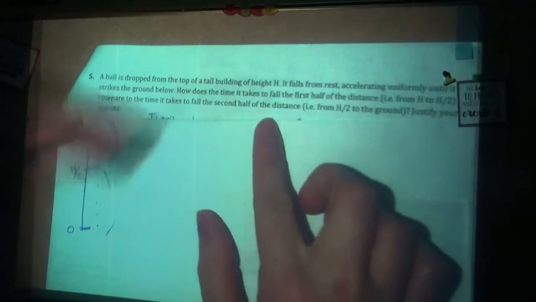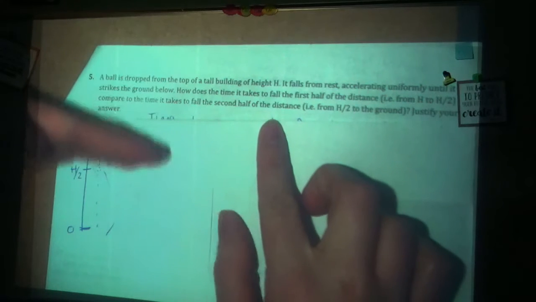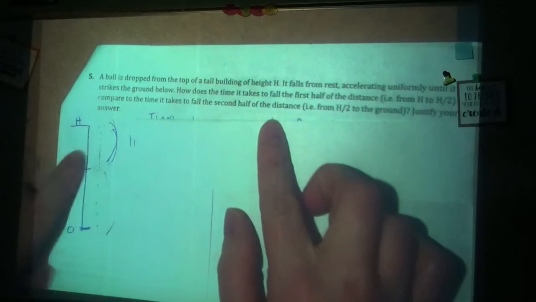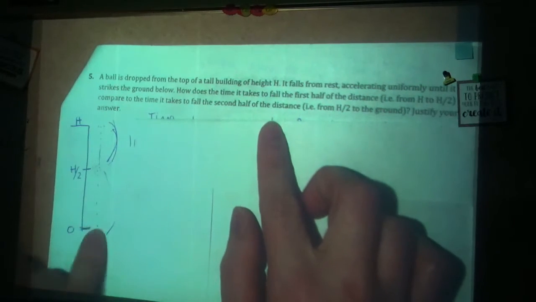Number 5, so we have a ball dropped from the top of a building of height h. It falls from rest and accelerates until it hits the ground below. How much time does it take to fall the first half compared to the time it takes to fall the second half? So if I drop it from some height h, obviously it's going to fall down, it's going to pass the halfway point and then hit the ground.